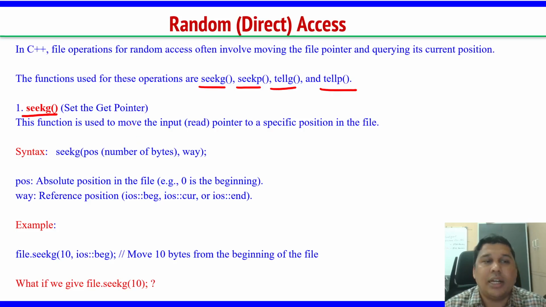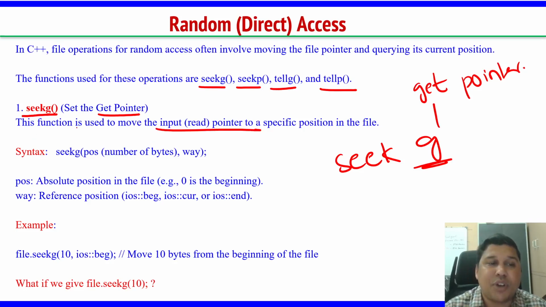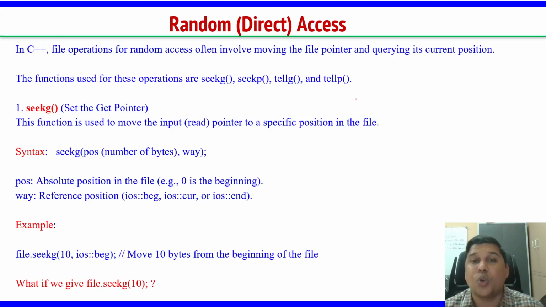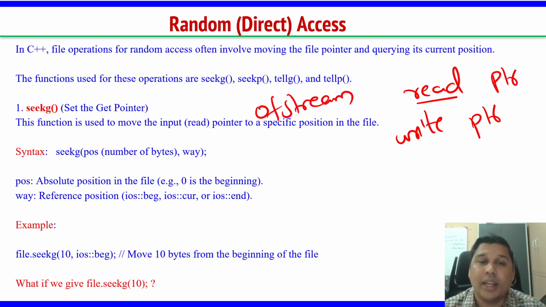What is this function? It sets the get pointer. Here g in seekg means get pointer. What is the use of the get function? It is to read the input. This function is used to move the input read pointer to a specific position in the file. See, there are two pointers, one is the read pointer, the other is the write pointer. How do you create a read pointer? Using the ifstream class. Using the ifstream class, you will read, and using the ofstream class, you will write the content.